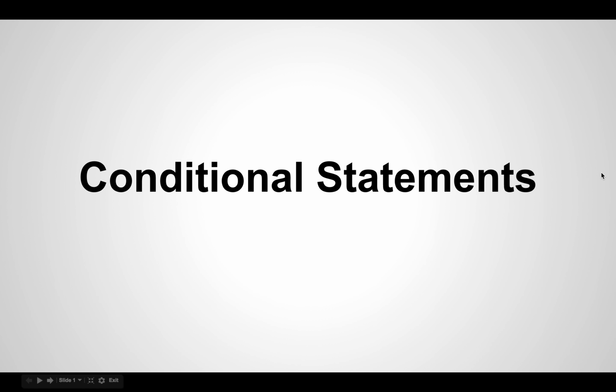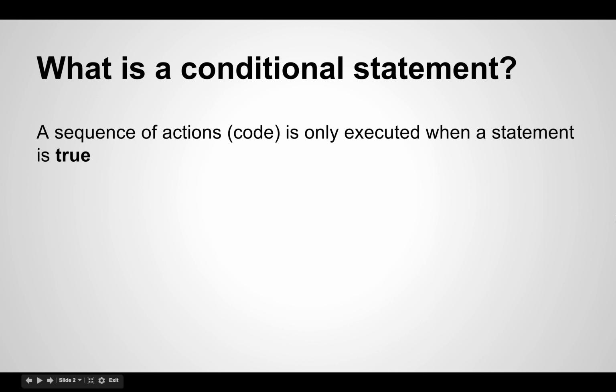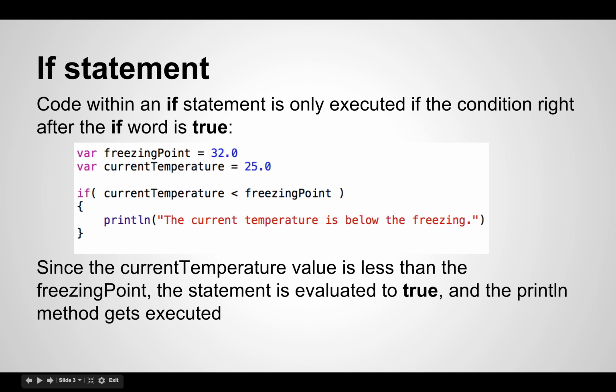Conditional statements. So, what's a conditional statement? It's a sequence of actions, or basically a chunk of code or block of code, that's only executed when a statement is true. And as soon as that statement is not true anymore, which is false, it stops executing that piece of code. So, here is an example.